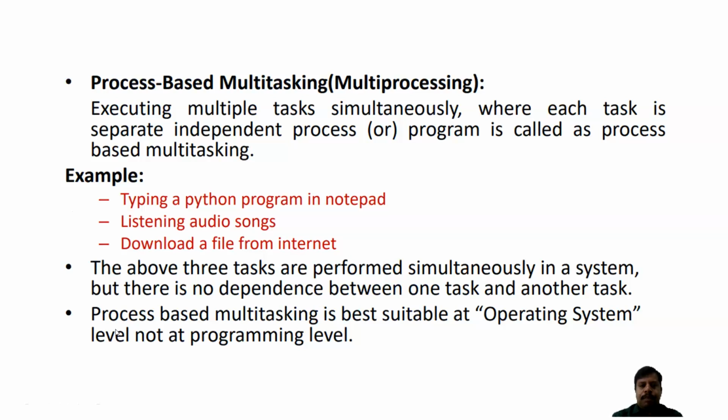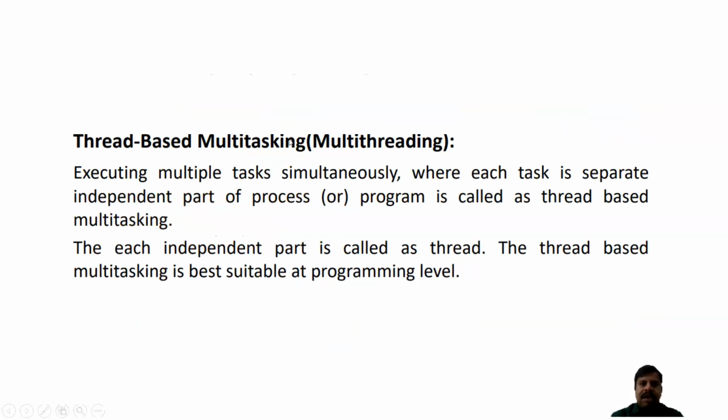Process-based multitasking is best suited at the operating system level, but it is not suitable at the programming level. So that's why thread-based multitasking arises. Executing multiple tasks simultaneously, where each task is a separate, independent part of a process or program, is called thread-based multitasking.